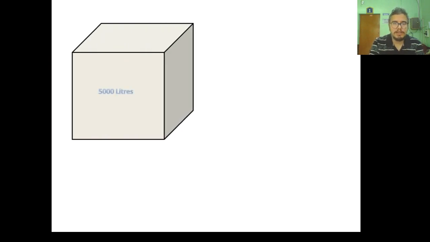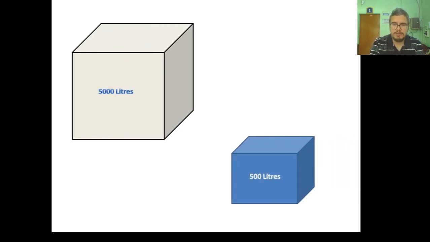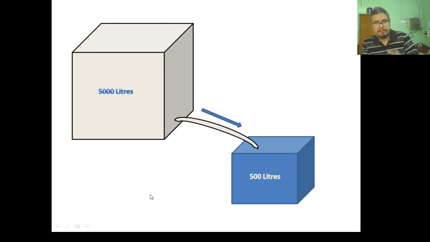Let's say there are two tanks. The first tank is a bigger tank and it is of 5000 liters. There is a second tank which is of 500 liters, and the water is being released from the bigger tank to the smaller tank in this way. You can easily see here the arrow. Now the capacity of the first tank, that is the bigger tank, is 5000 liters and the capacity of the smaller tank is 500 liters.